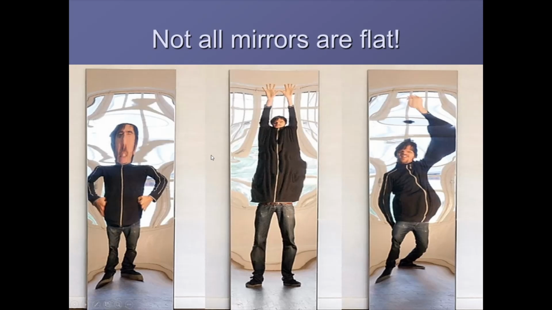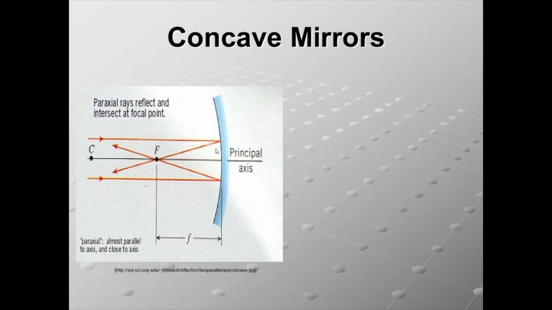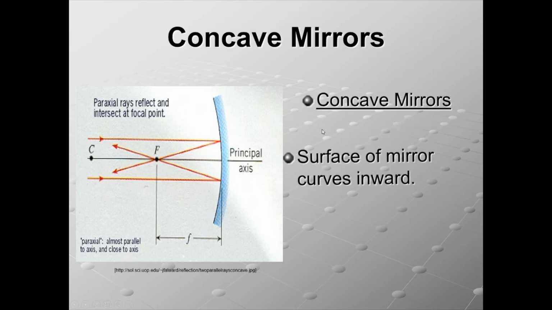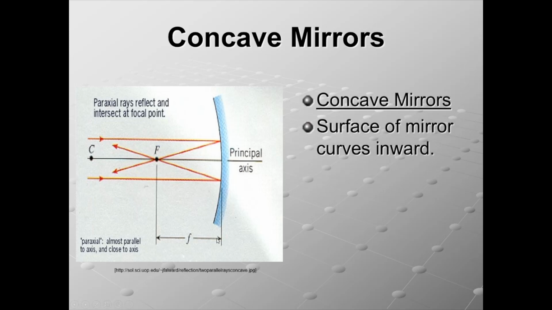We're going to talk about one specific type of mirror shape, and that is a concave mirror. Let's talk about the word concave first. The word concave basically means that it's going to curve inwards or cave in. That's the way I like to remember it. Concave, caves in. So like this mirror right here, it's curving inward. The surface of the mirror curves inward. We've already mentioned that.